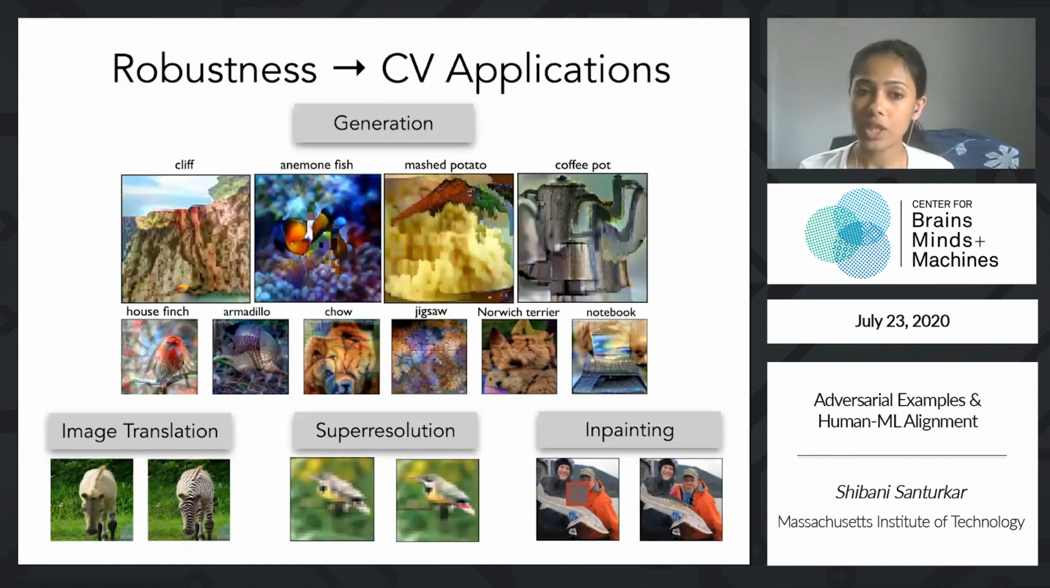But what this kind of tells us is that robust models are not only good at classification, but they learn representations that very nicely lend themselves to a bunch of other different applications.